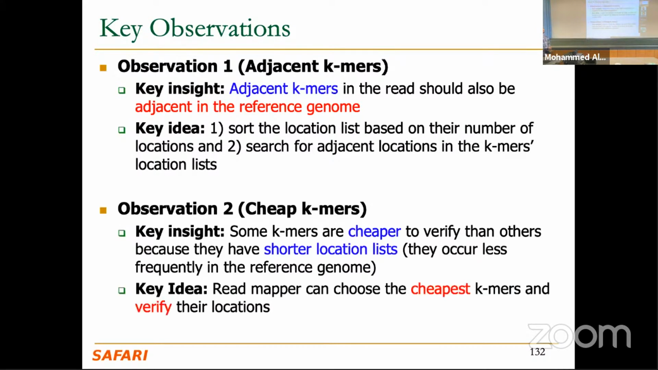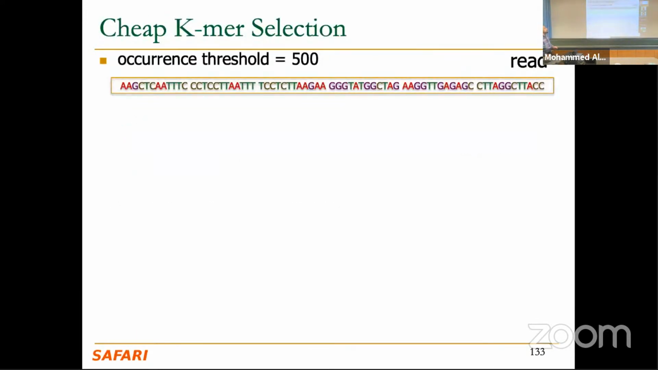What do we mean by cheap k-mers? There are some k-mers that are very expensive to process, and there are some k-mers that are very cheap to process. I have an example for that, better than the text. Think about this read sequence, and we have a frequency threshold of 500. What does that mean? It means when I'm looking for a seed in the reference genome, it should appear fewer than 500 times in the reference genome. If it appears more than 500 times in the reference genome, then I consider it expensive to examine, and thus I ignore it.